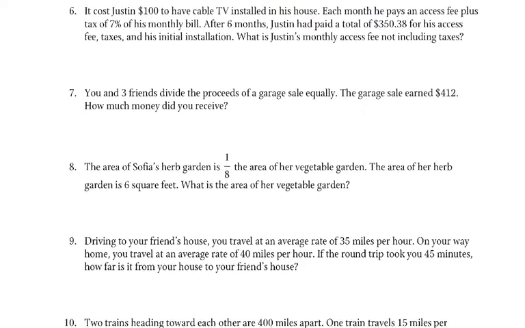So, number 6. It costs Justin $100 to have cable TV installed in his house. Each month he pays an access fee plus tax of 7% of his monthly bill. After 6 months, Justin has paid a total of $350.38 for his access fee, taxes, and his initial installation. What is Justin's monthly fee, access fee, not including taxes? So once again, what's his monthly fee, right? So we'll call it M for monthly fee.